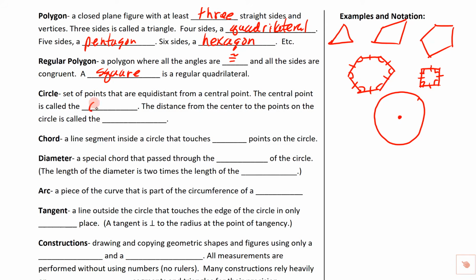The central point is called the center, of course. And the distance from the center to the points on the circle is called the radius.